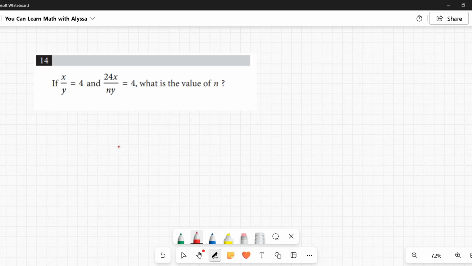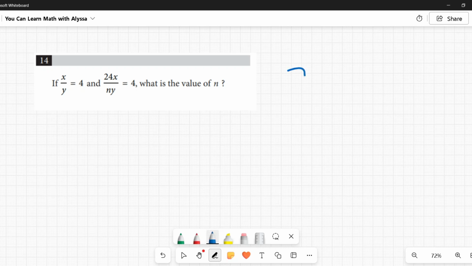Number 14. If x divided by y equals 4 and 24x divided by ny equals 4, what is the value of n? I see the way this is going to go down. This is one of those problems. I can see all the students out there looking at this a certain way and getting it wrong. Be careful. Be very, very careful.